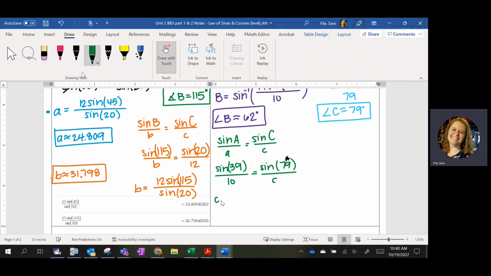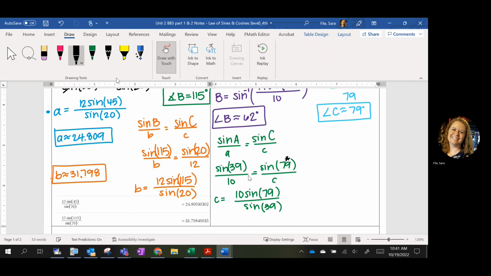Okay, so when I go to solve this, it would be 10 times sine of that 79 decimal divided by sine of 39. Put that asterisk there above the 79 again. Make sure that we're going to use the entire decimal.